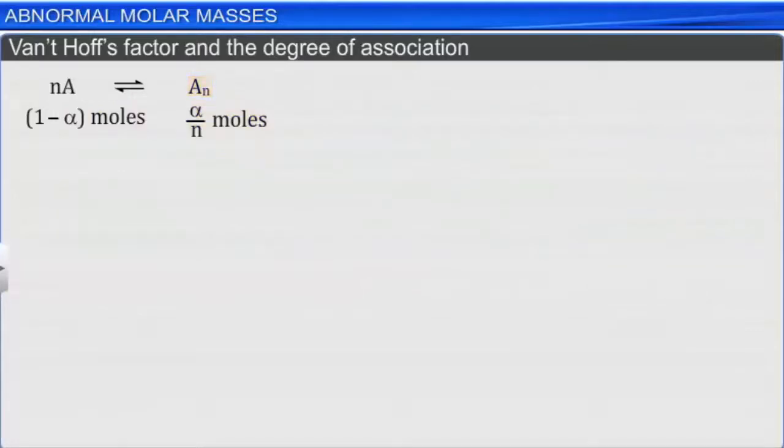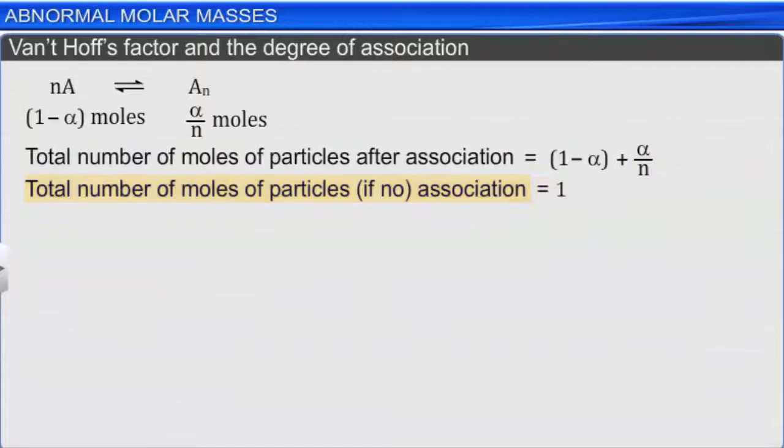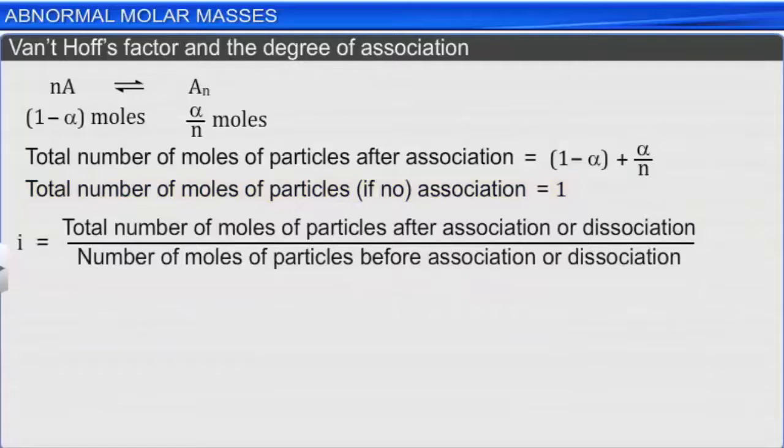Therefore, the total number of moles of particles after association is equal to 1 minus alpha plus alpha divided by n. If there is no association, then the number of particles is equal to 1. Substituting the values of the number of particles in the relation i is equal to total number of moles of particles after association or dissociation divided by the number of moles of particles before association or dissociation, we get i is equal to (1 minus alpha plus alpha divided by n) divided by 1.